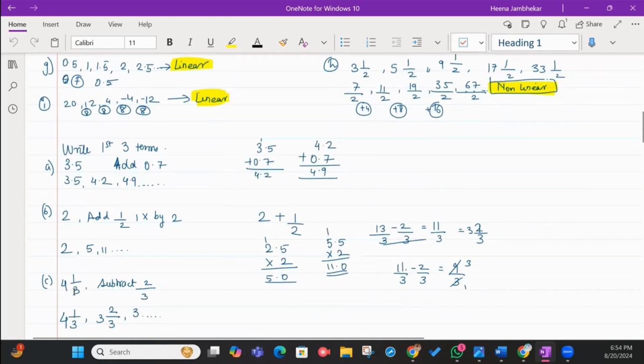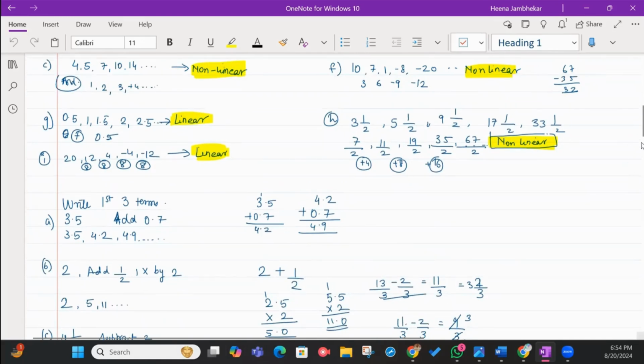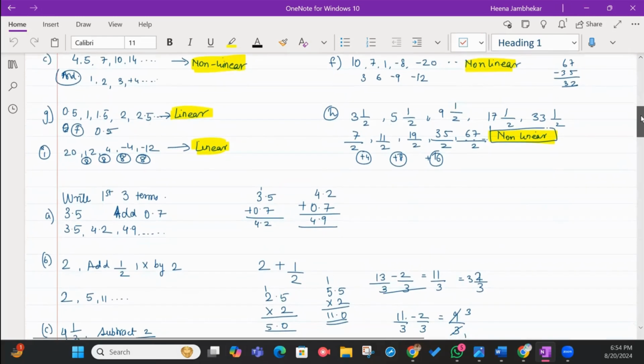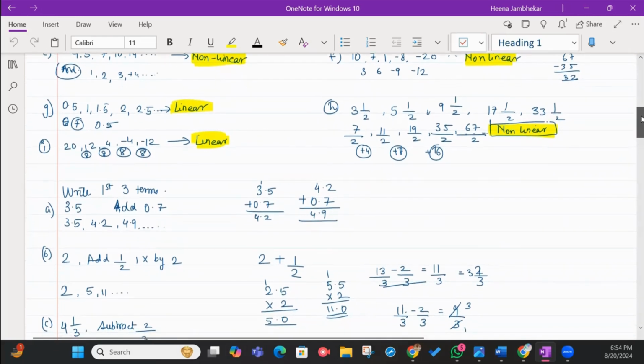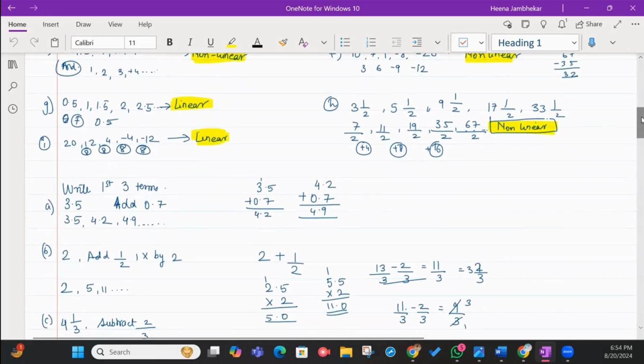Chalo. Your first term is given to us as 4 1 upon 3. Here. 4 1 upon 3. Now they are saying subtract 2 upon 3. Your first term is 4 1 upon 3. Your term to term rule is subtract 2 upon 3. Whose chance? Your chance. Zoe.